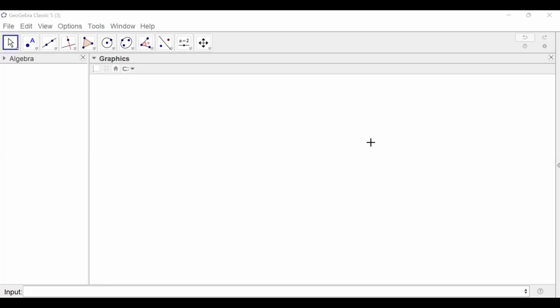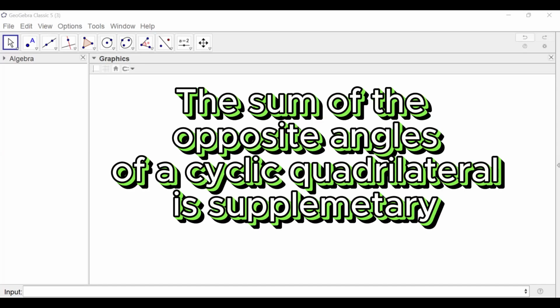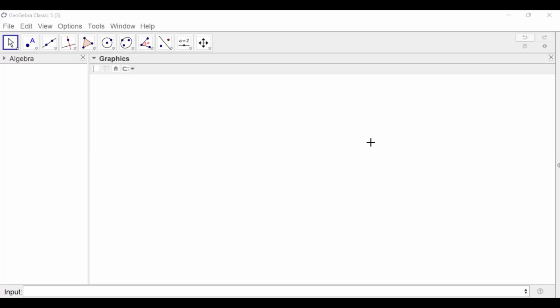So today we are going to look at the theorem in circle geometry that says the sum of the opposite angles of a cyclic quadrilateral is supplementary. That is, when you add up the opposite angles of a cyclic quadrilateral, you will get 180 degrees. So I'm going to use this application to demonstrate it.